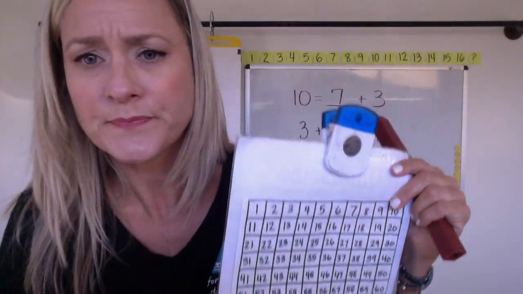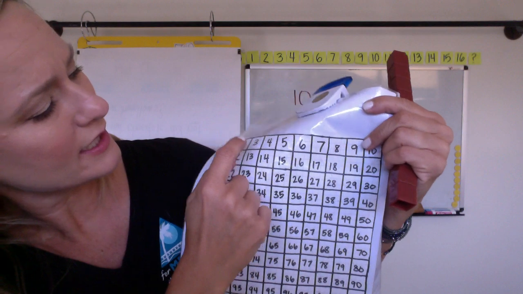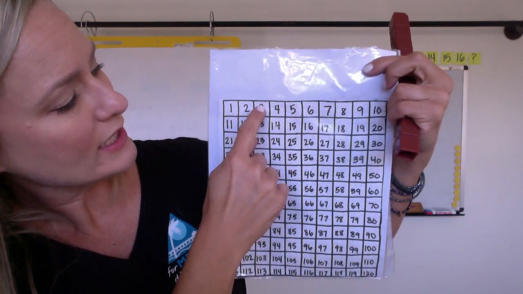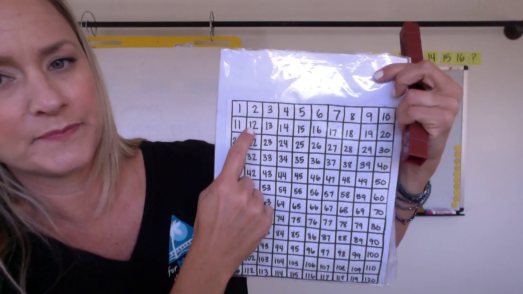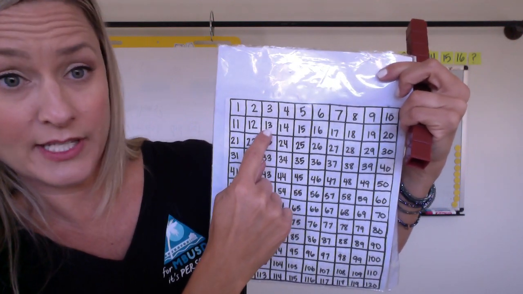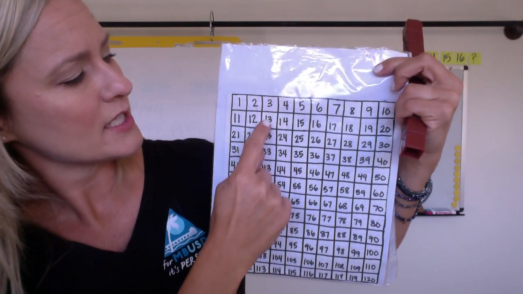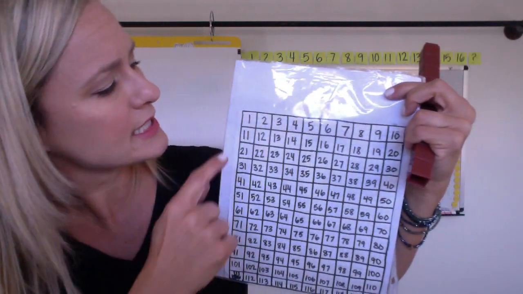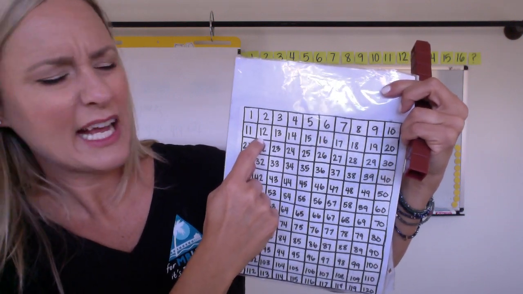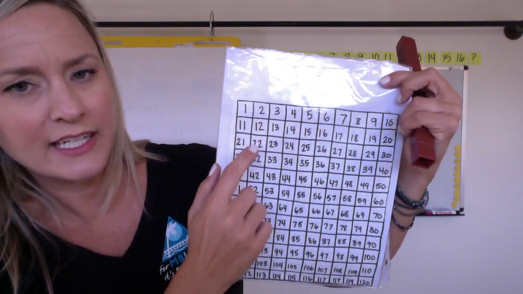Okay, so here's my mini 120 chart. All right, so 3, there's my 3. Plus what gets me to 12? Well, I know if I did 3 plus 10, I'd get to 13, right? So 3 plus what would get me to 12? Has to be 1 less than 10, so it must be 9.